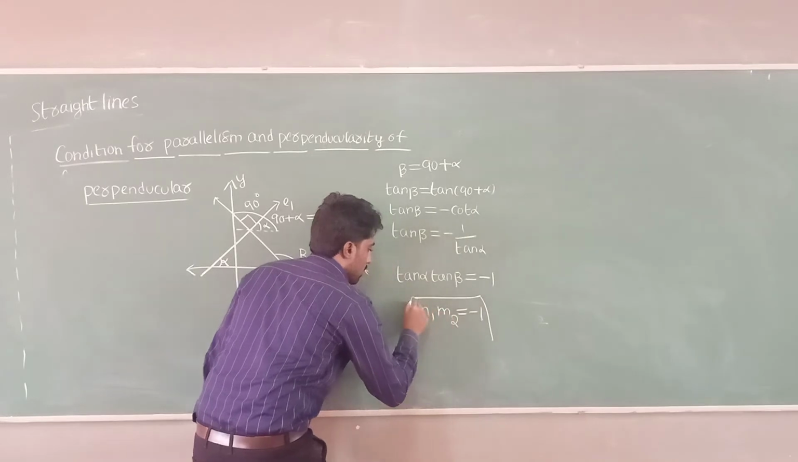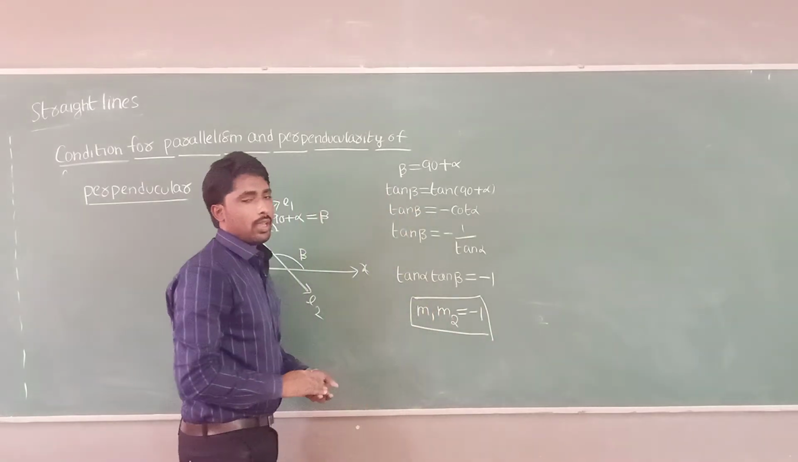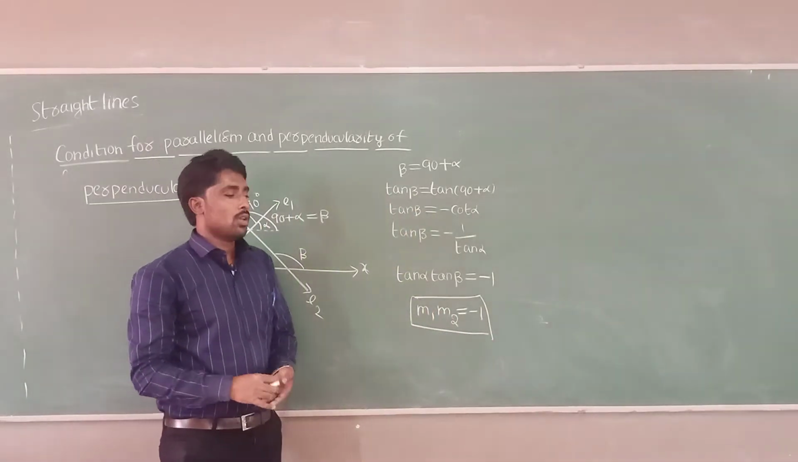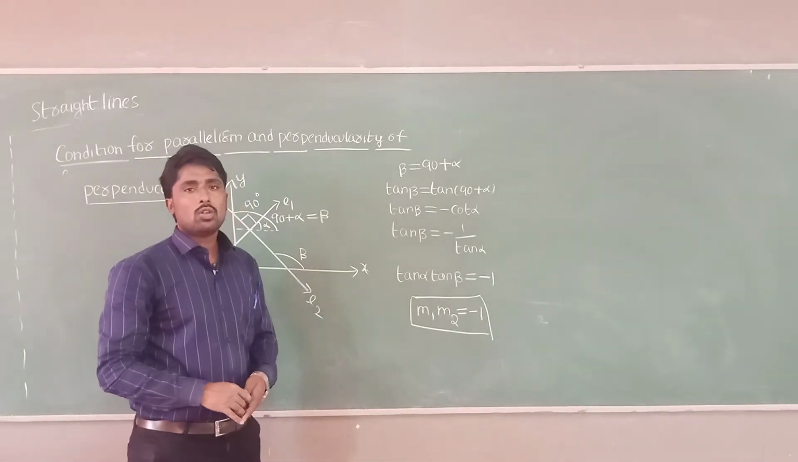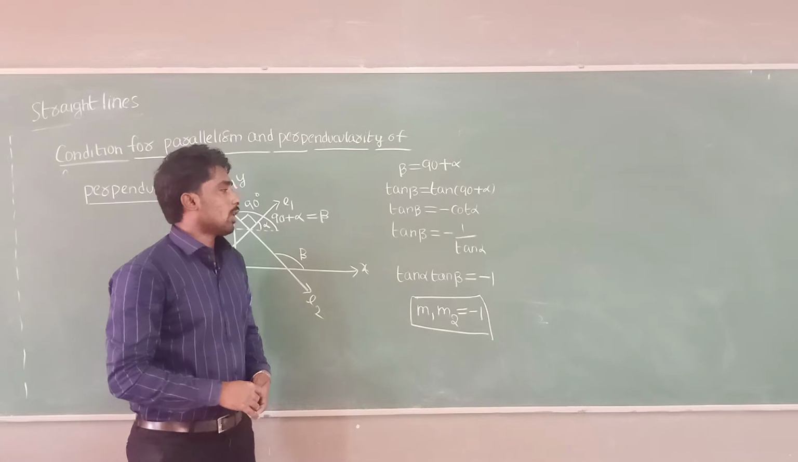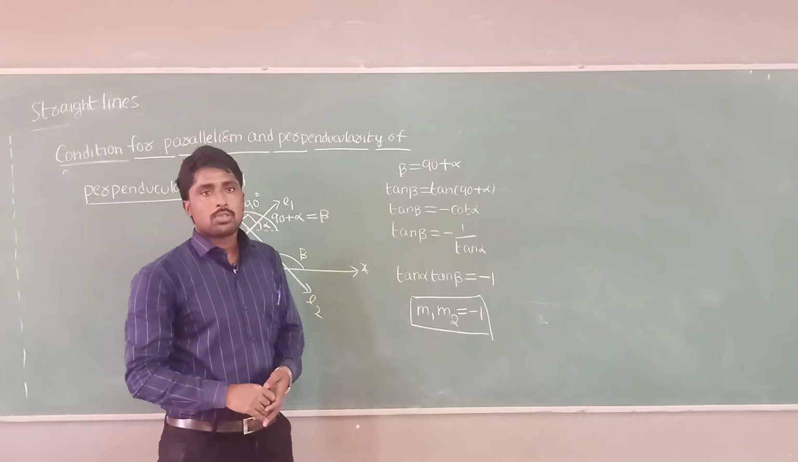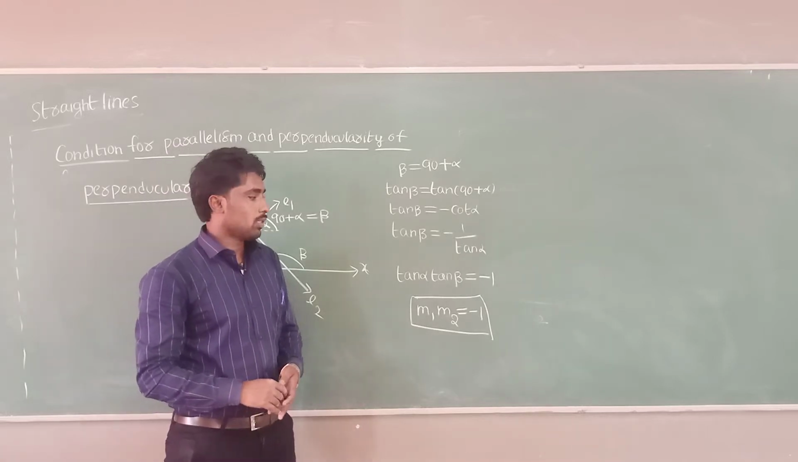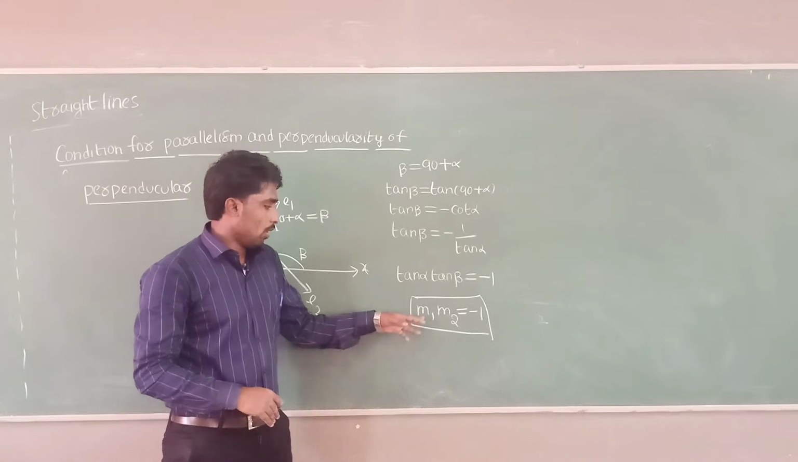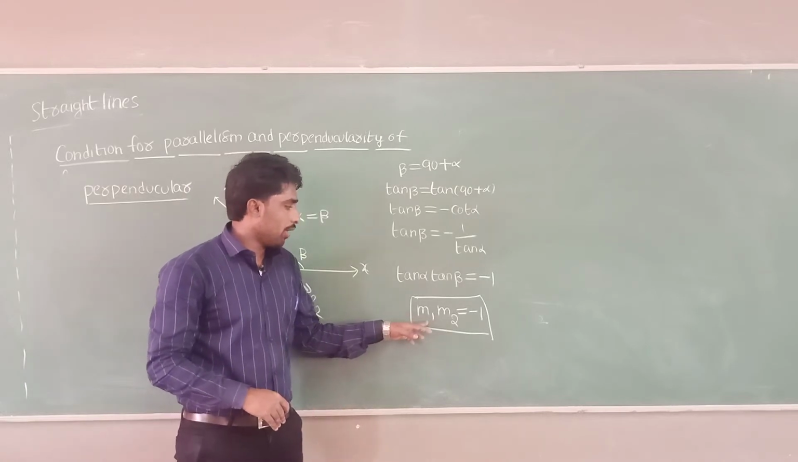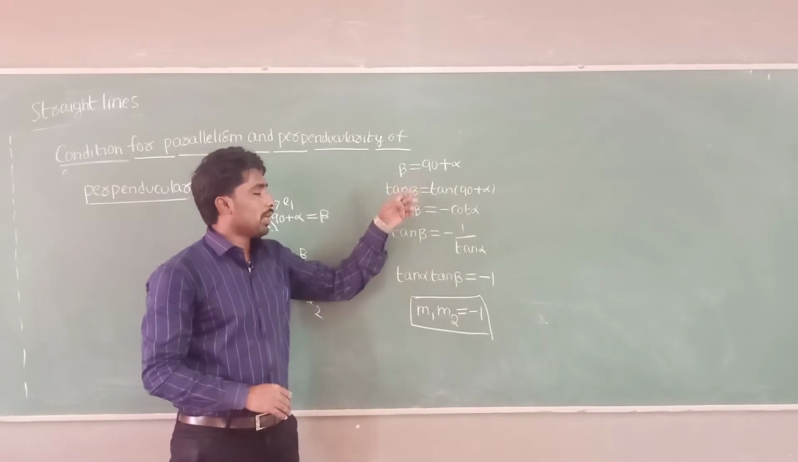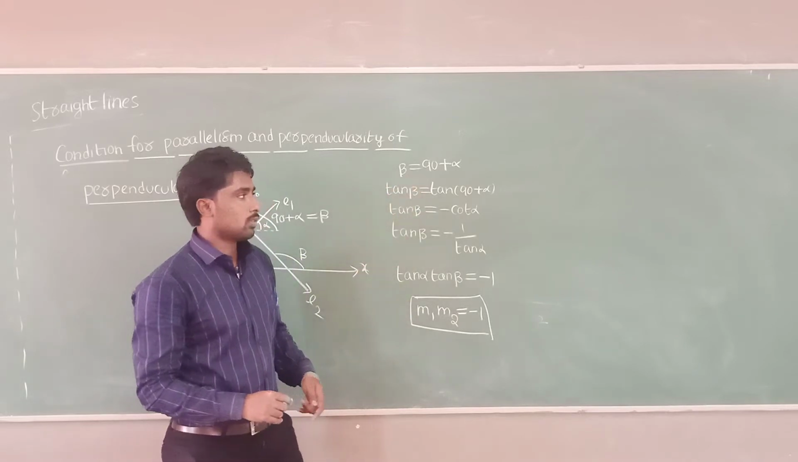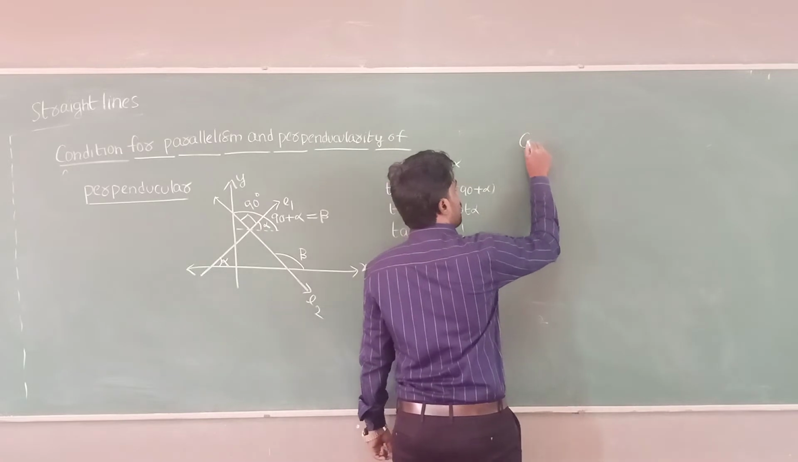So m1 into m2 equal to minus 1. The condition is, if two lines are perpendicular, the product of their slopes equals minus 1. Okay guys, all of you listen. Sometimes they will ask converse of this statement is true or not. Which means converse of this statement means if m1 into m2 equal to minus 1 is given, whether you will get beta equal to 90 plus alpha or not. Okay, I will prove that.